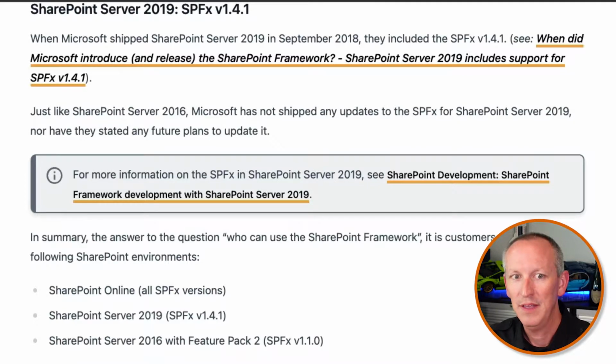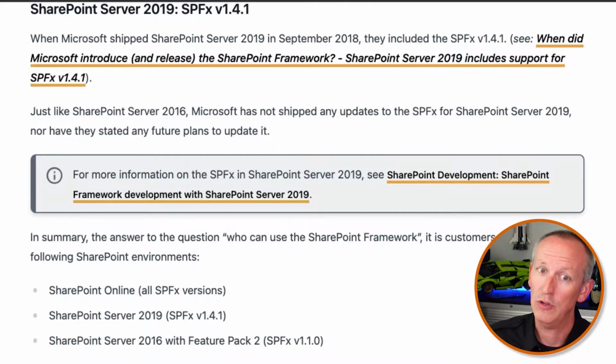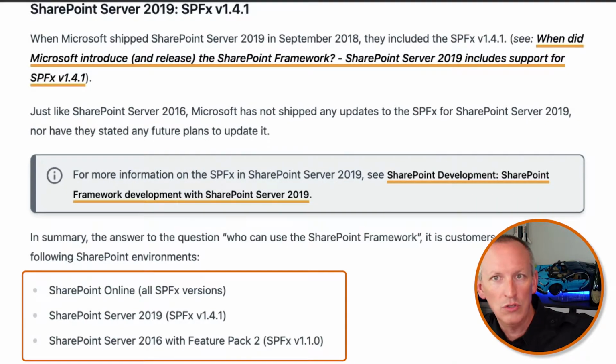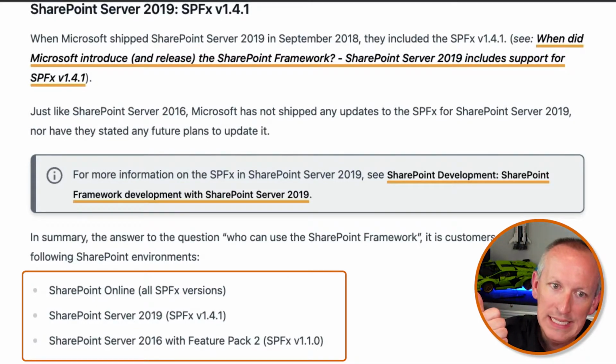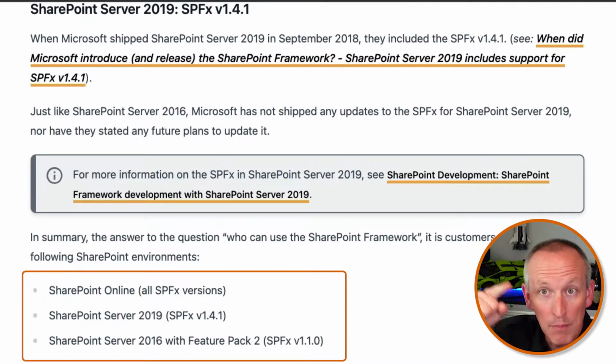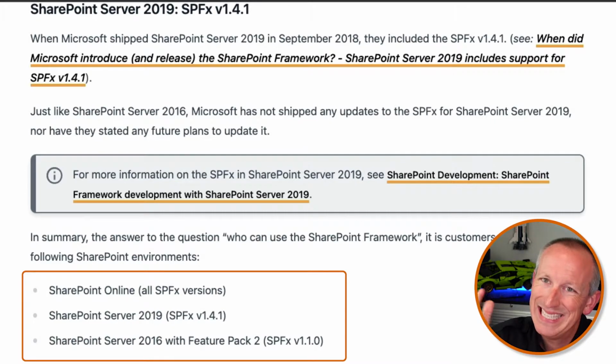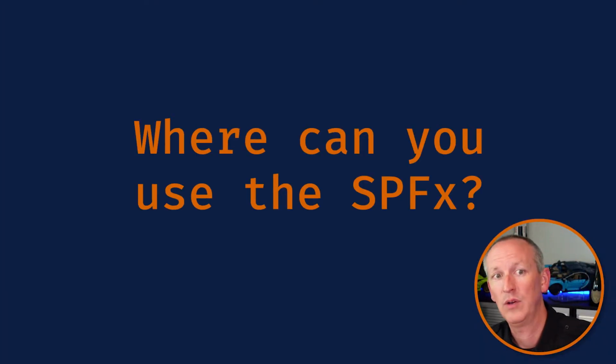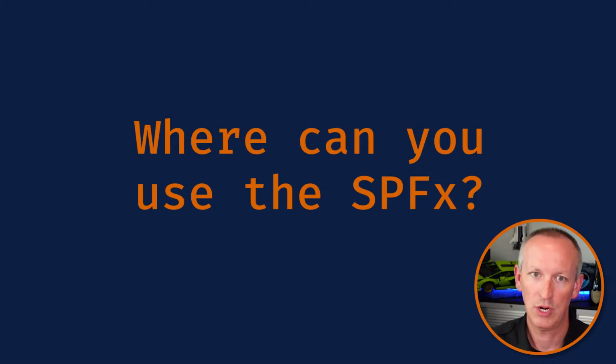So in summary, the answer to the question of who can use the SharePoint Framework is customers who have the following SharePoint environments. SharePoint Online can use all SharePoint Framework versions. SharePoint Server 2019 can use SharePoint Framework up through version 1.4.1. And SharePoint Server 2016, as long as you have Feature Pack 2 installed, you can use versions up to SharePoint Framework 1.1. So now let's tackle the second question of where can you use the SharePoint Framework.